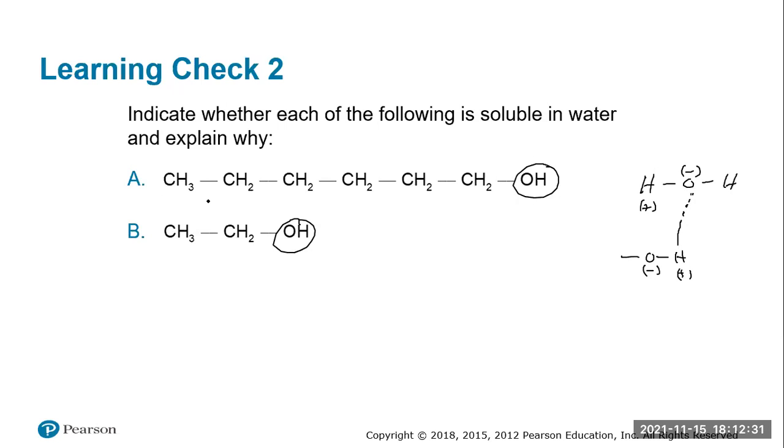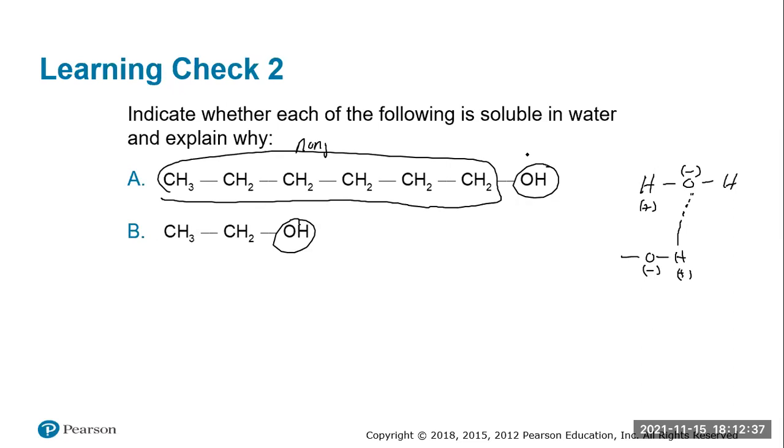This guy here, though, 1, 2, 3, 4, 5, 6 carbons. This part of the molecule is really non-polar. This part is polar, but because this part here is relatively big, it's going to be big and non-polar and probably would make this thing insoluble in water. Because of that, it's just not going to allow water to effectively interact well with this molecule because of its size.